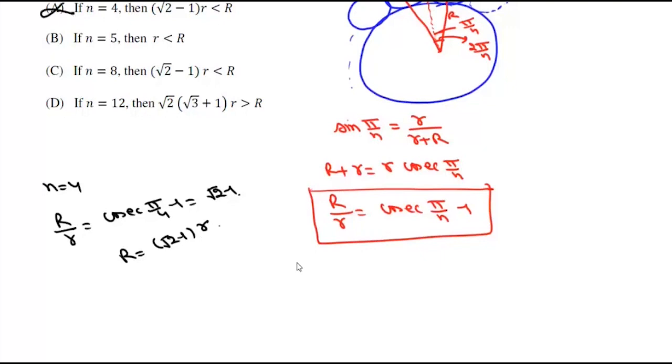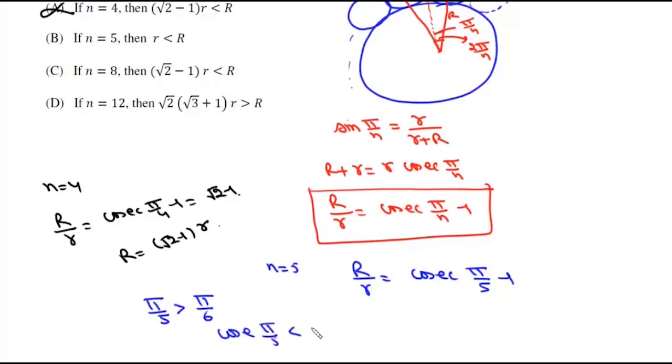Now for option B, we'll put n as 5. Now if we put n as 5, we'll get R upon r equals cosec pi by 5 minus 1. Now pi by 5 is greater than pi by 6. Now cosec is a decreasing function, so we can write cosec pi by 5 will be less than cosec pi by 6, and cosec pi by 6 is 2. So from here we can write cosec pi by 5 minus 1 will be less than 1. So this value will be less than 1. So from here we can write R should be less than r. That means this option B is also incorrect.